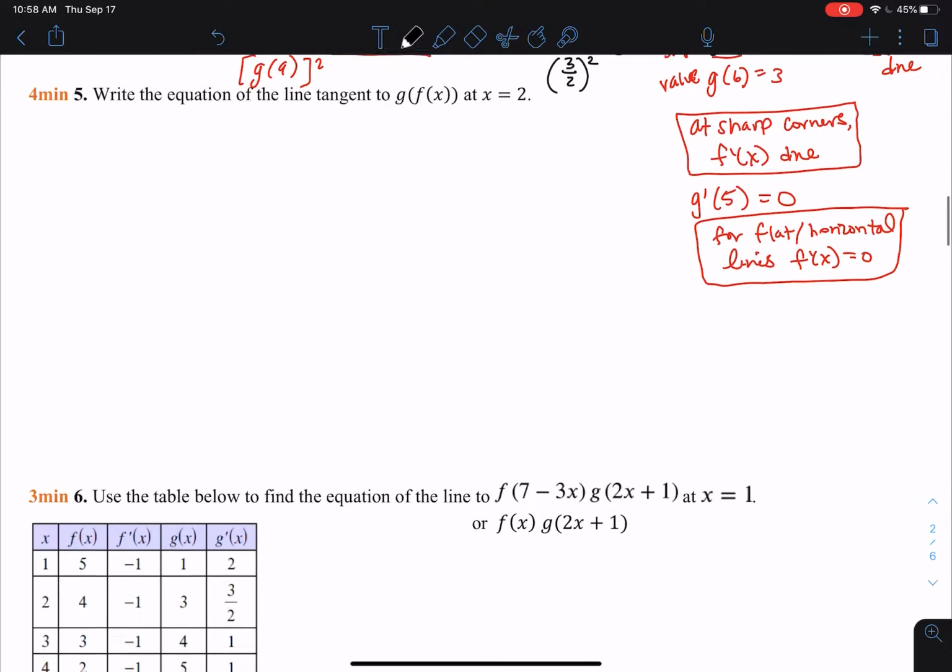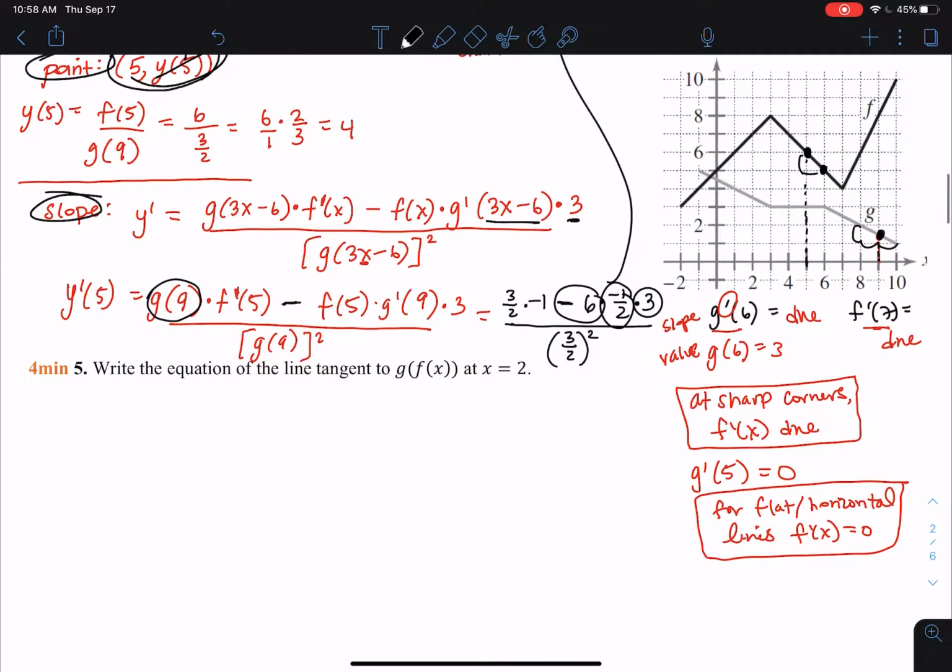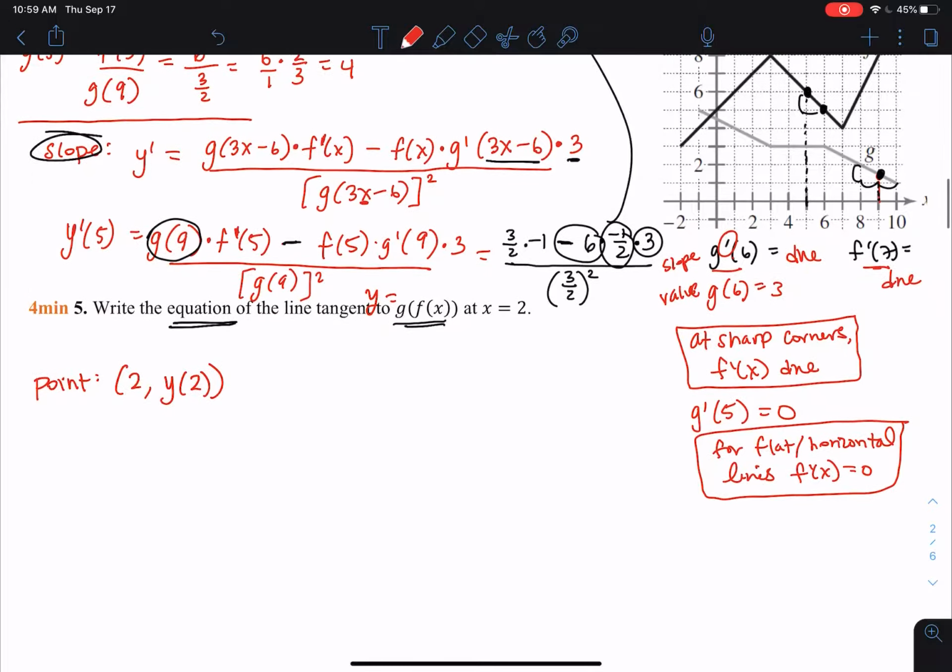Let's see if we can do another problem. This one's slightly easier. Okay, it says write the equation of the line tangent to this expression at x equals 2. So what two things do we need to find first? Try it yourself. We need the point. Okay, we know the x value. Write it down. And we need to find the y value. So write y of 2. By the way, this guy is missing a left side. So write y equals. That way it's clear. Let's go ahead and find our point right now.